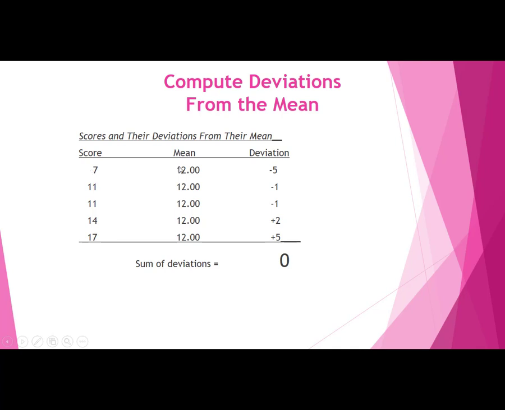You take this, 7 minus 12, it gives you a negative 5. 11 minus 12, negative 1. 11 minus 12, negative 1. 14 minus 12 is plus 2. 17 minus 12 is plus 5. You add all those up, you get 0. Okay?